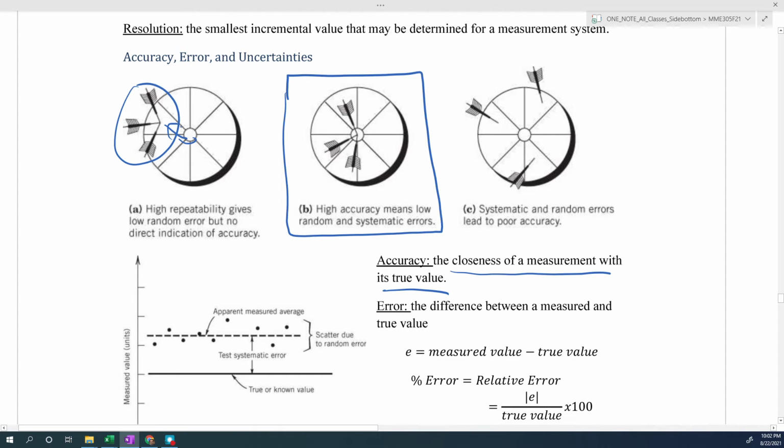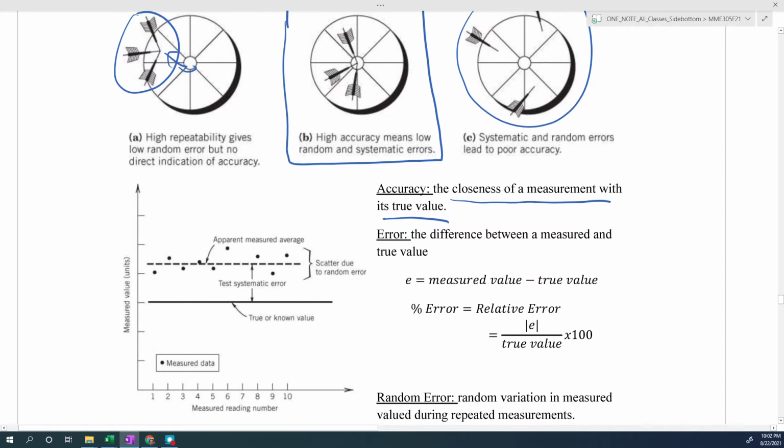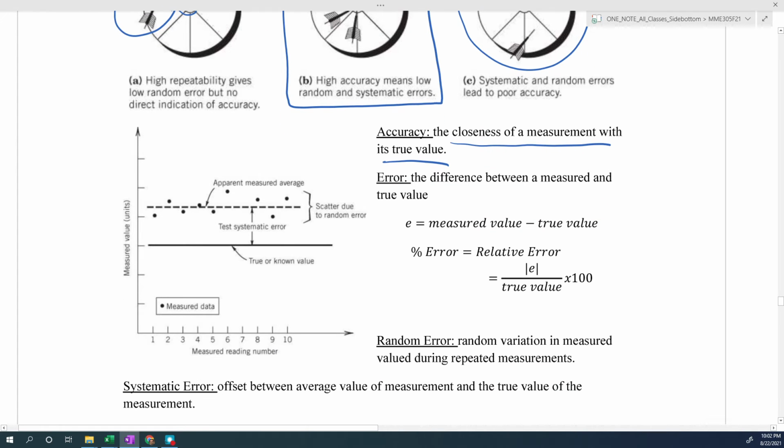Now, if you have high random error, you don't get any consistency within your results, and you might not be able to accurately determine the true value due to that high amount of random error. Error we define as the difference between the value that we're measuring and the true value of the thing that we're trying to measure. Percent error is what's often referred to as the relative error, when we take the error, divide by the true value, and multiply by 100.